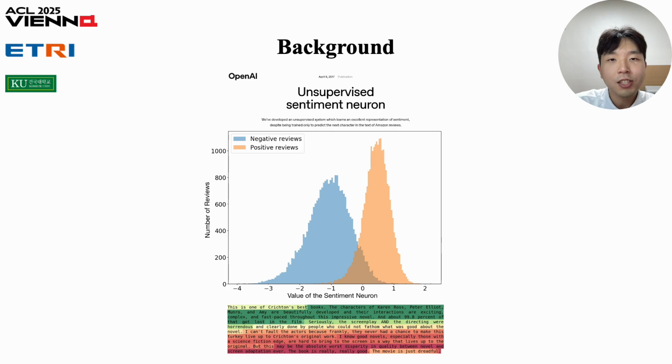Our research starts from a foundational study by OpenAI in 2017, including Ilya Sutskever, which discovered the sentiment neuron. This single neuron learned to distinguish positive and negative reviews without supervision. This was a powerful proof of concept, showing that interpretable units can emerge in complex models. It led us to ask, can this scale beyond a simple binary axis to a full spectrum of human emotions like happiness, anger, or fear?